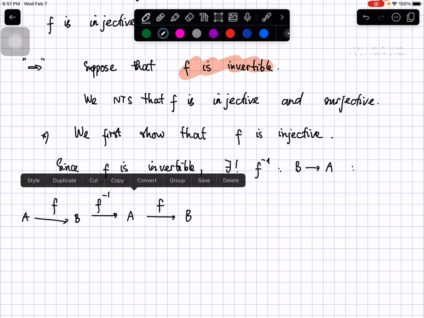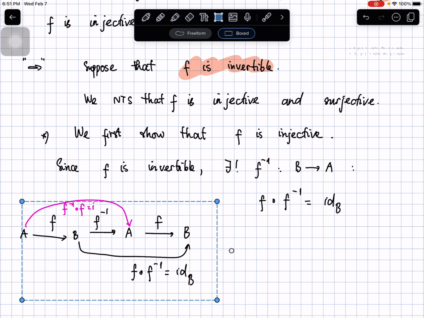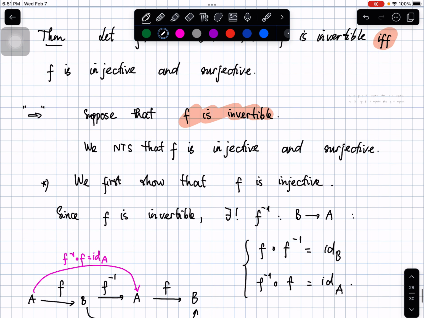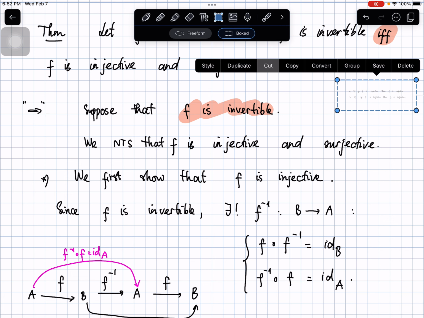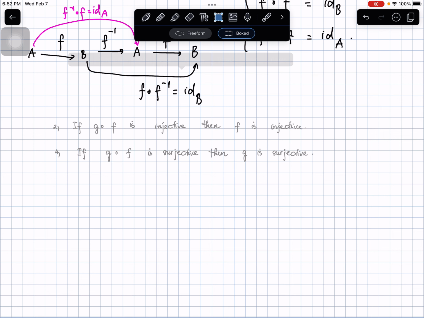So we have f composed with f inverse is the identity on B, and f inverse composed with f is the identity on A. Okay, f inverse composed with f is the identity on A. Using a proposition or a lemma or theorem we proved before, we can quickly show that f is injective and surjective.